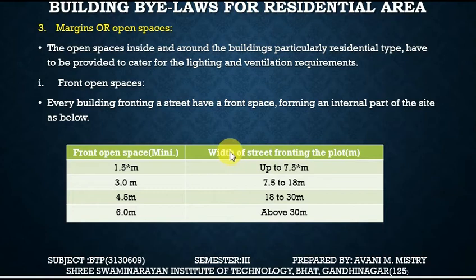Okay, तो width of street है तो 7.5 मीटर अप टू है, तो फ्रंट ओपन स्पेस इतना रखना चाहिए. 7.5 to 18 मीटर स्ट्रीट है तो 3 मीटर रखना चाहिए. देन 18 to 30 मीटर है तो 4.5 मीटर रखना चाहिए. अबाउ 30 मीटर है तो 6 मीटर रखना चाहिए.